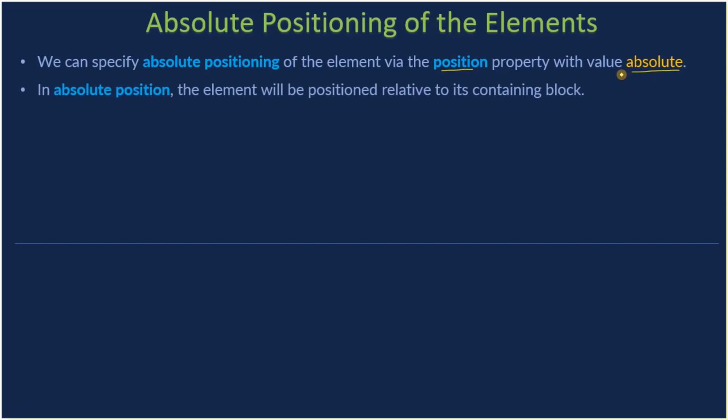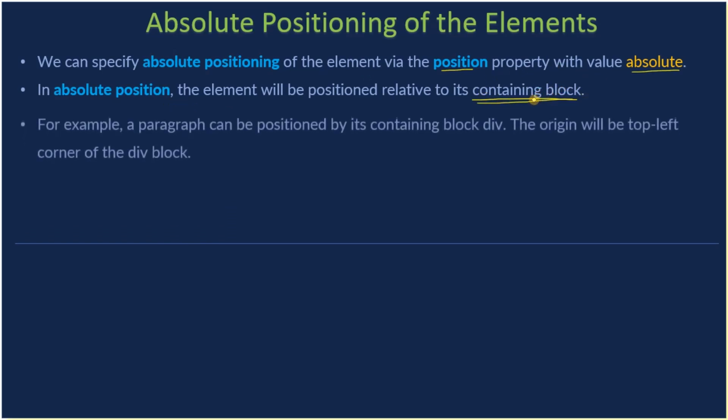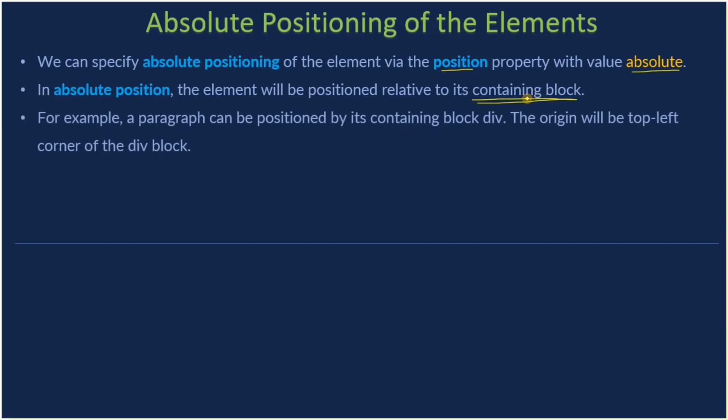In absolute position, the element will be positioned relative to its containing box or containing block. Previously we saw that relative position means the position is relative to its position in normal flow. But here the absolute position means we will specify the position based on its containing block. For example, a paragraph can be positioned by its containing block div. So the origin will be the top left corner of the div block.